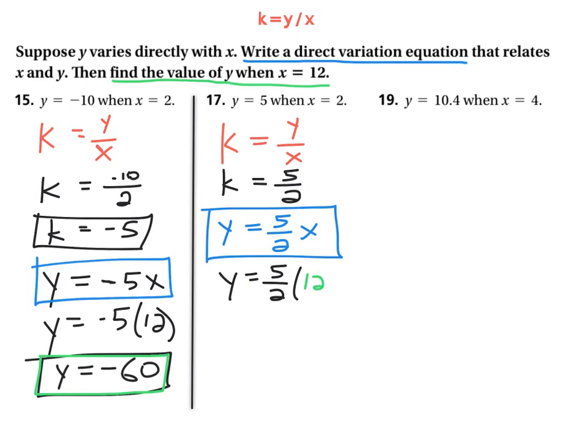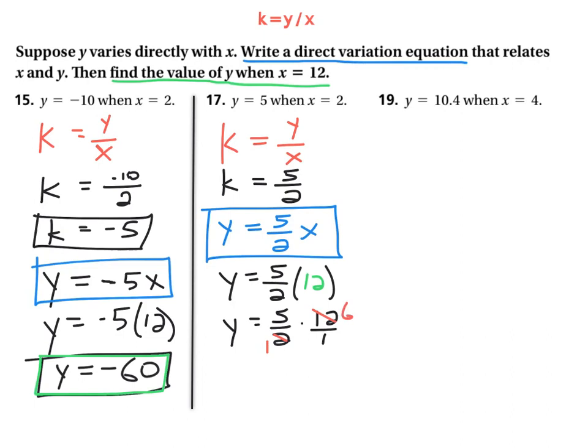Use 12 as the number. What are you trying to find? Y when x is 12. So if we do that, we then get y is equal to really 5 over 2 times 12 over 1. And we can then simplify that by canceling, dividing both by 2. That becomes a 1. That becomes a 6.